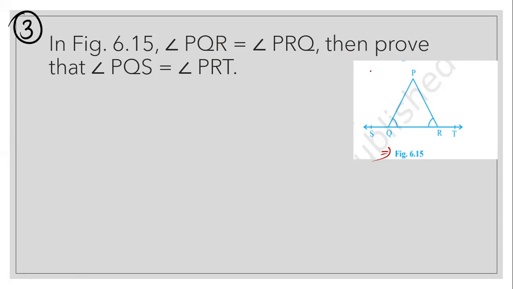So what is angle PQR here? This angle, right? Angle PQR is equal to angle PRQ as given in the question. So given, angle PQR is equal to angle PRQ. What do we need to prove? Angle PQS is equal to angle PRT. Where is angle PQS? This angle.